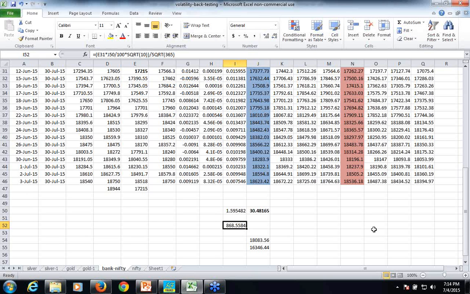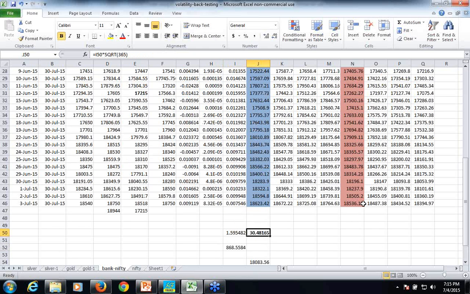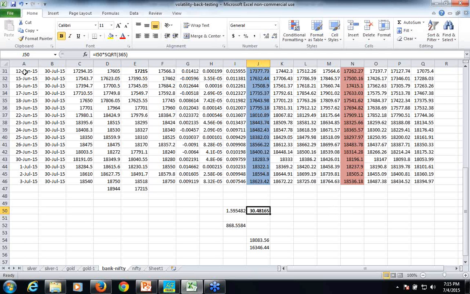I repeat, 10 days. Whether it is 10 calendar days or 10 trading days, because we are multiplying by 365 here, it should definitely be calendar days. So 12th June it has made this low, and maybe in the next 10 calendar days we may get a level of 16,346, or we can get a level of 18,038.